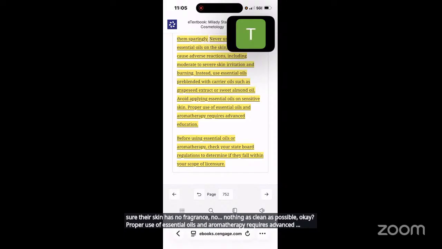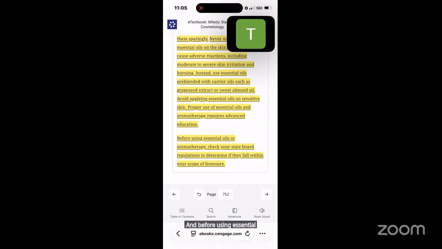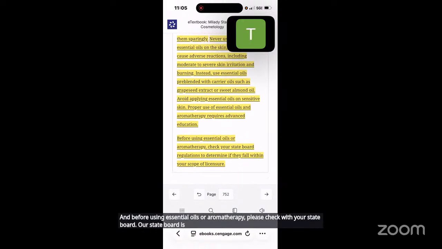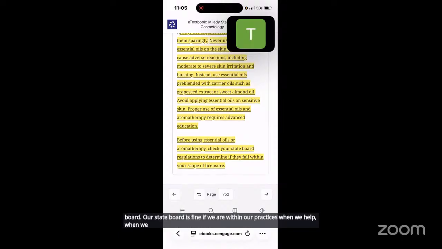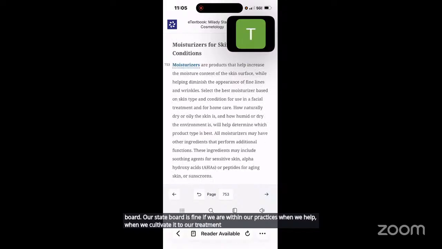Before using essential oils or aromatherapy, please check with your state board. Our state board is fine. We are within our practices when we cultivate it into our treatment of facials.